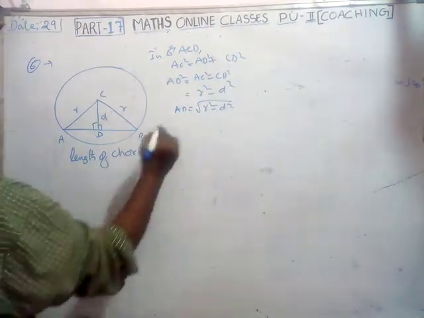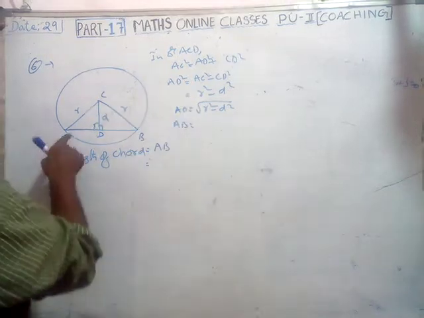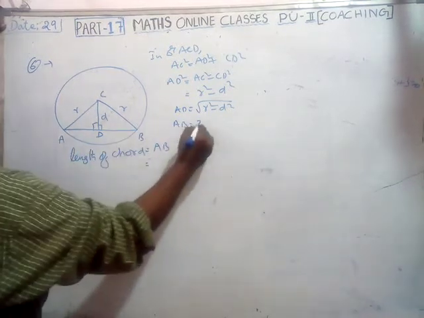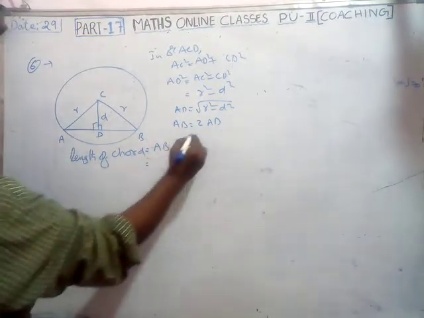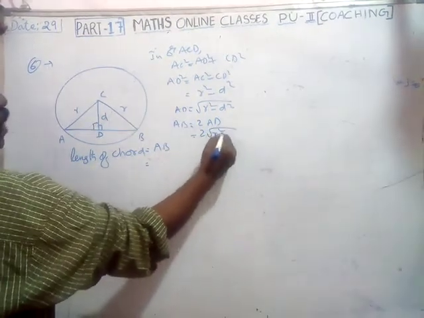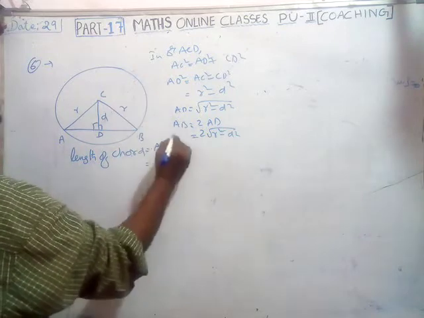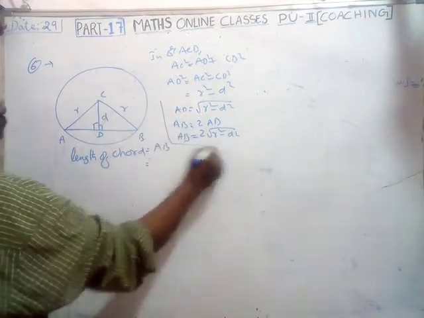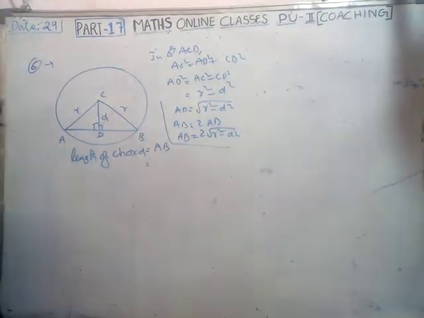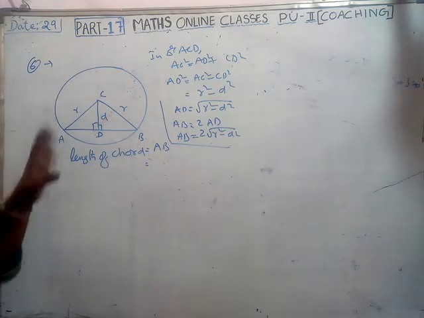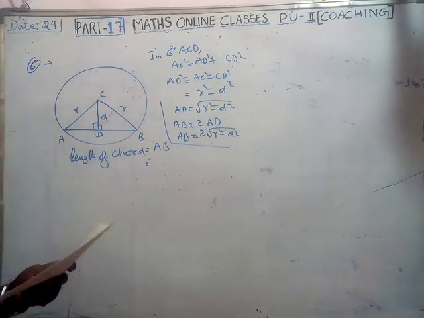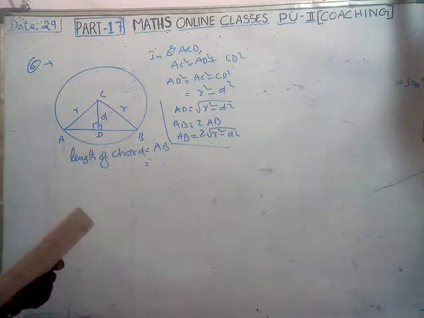So what is AD? It is root of R square minus D square. But what is AB? AB is double AD. It is 2 AD. We know that by mensuration: 2 into root of R square minus D square. This is AB. That is the concept of length of chord. Now you see, the chord is of length 8 units.